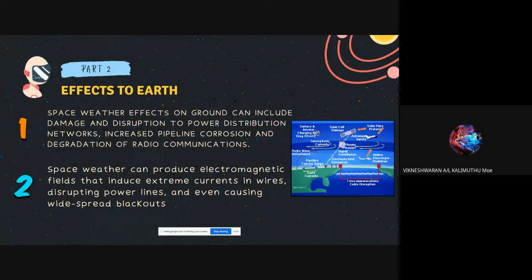Effects to Earth. Space weather effects on ground include damage and disruption to the power distribution networks, increased pipeline corrosion, and degradation of radio communication. Second, space weather can produce electromagnetic fields that induce extreme current in wires, disrupting power lines and even causing widespread blackouts.